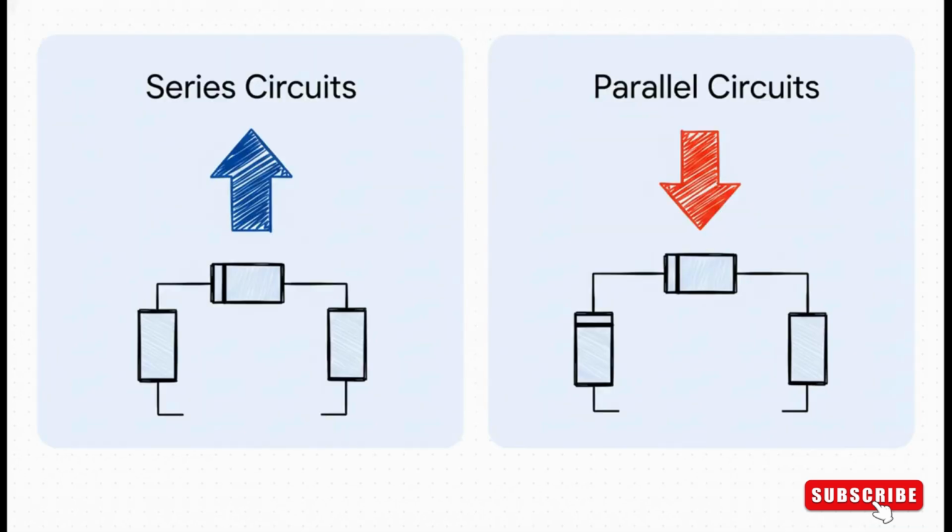And that leads to the ultimate bottom line. If you want to increase the total resistance in your circuit, you put things in series. If you need to decrease the total resistance, you use parallel. 2 different blueprints, 2 totally different jobs.